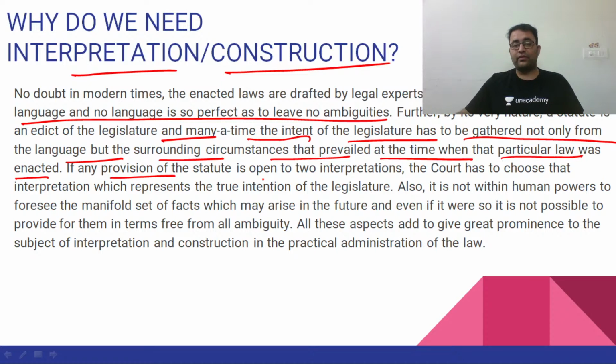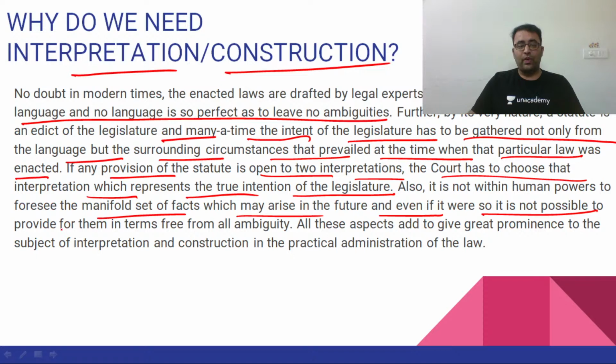If any provision of the statute is open to interpretations, the court has to choose that interpretation which represents the true intention of the legislature. Also, it is not within human powers to foresee the manifold set of facts which may arise in the future, and even if it were so, it is not possible to provide for them in terms free from all ambiguity. All these aspects add to give great prominence to the subject of interpretation and construction in practical administration of law.